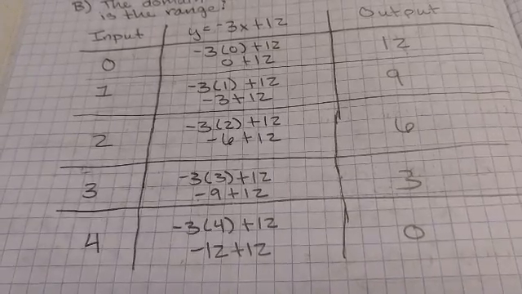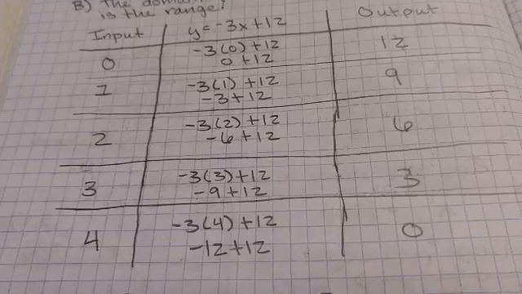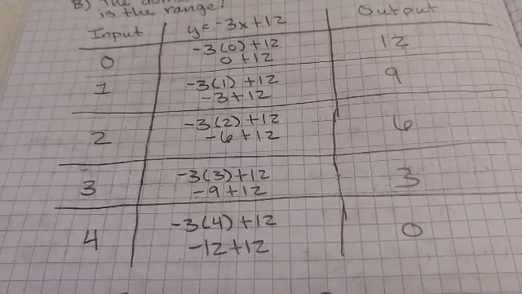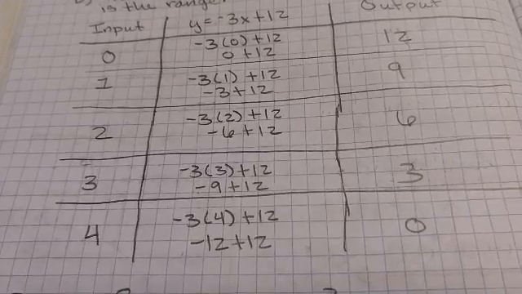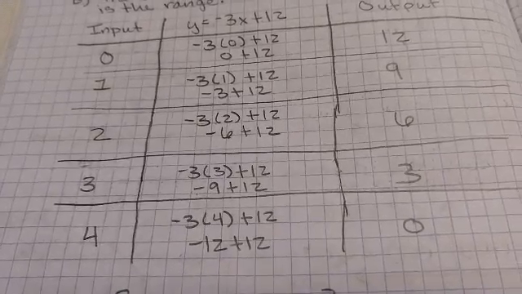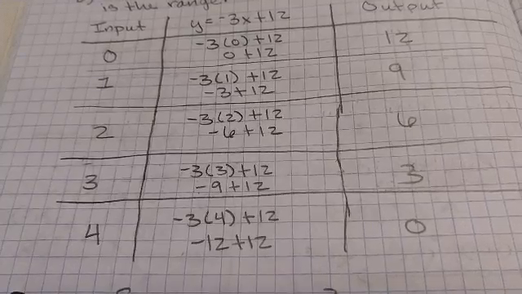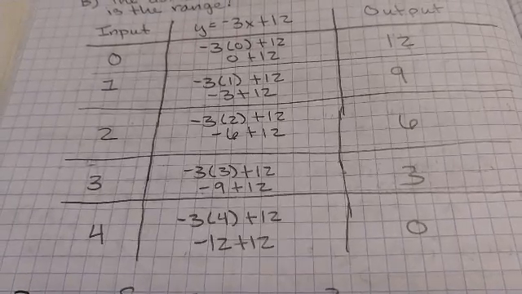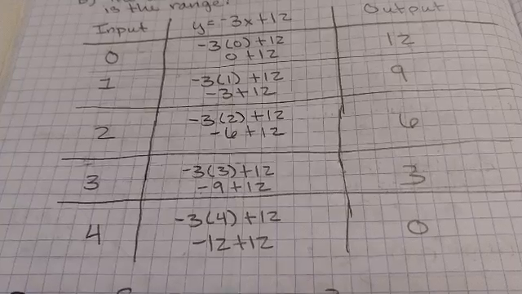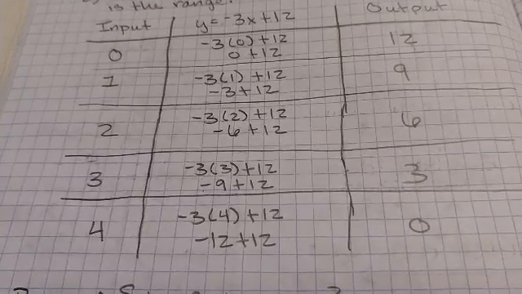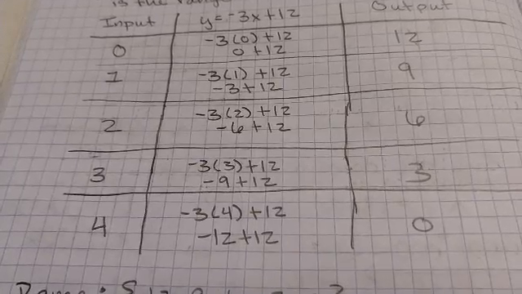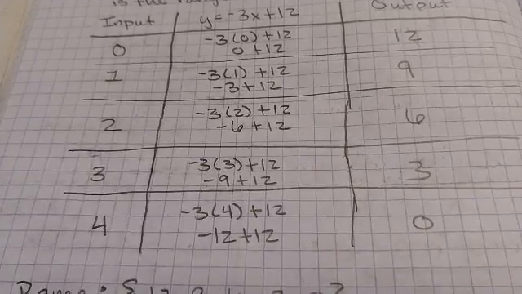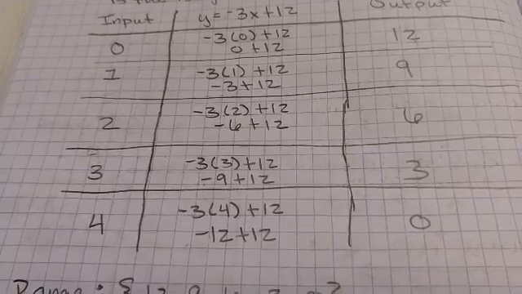For 3, we have negative 3 times 3 plus 12. Negative 3 times 3 is negative 9, and negative 9 plus 12 gives us 3. So if I take 3 gulps of my juice, I'm only going to have 3 ounces left. And for 4, we have negative 3 times 4 is negative 12. Negative 12 plus 12 gives us 0. So if I take 4 gulps of my juice, I'm going to have my juice all gone.